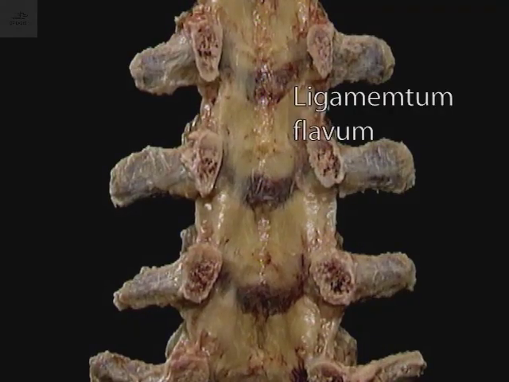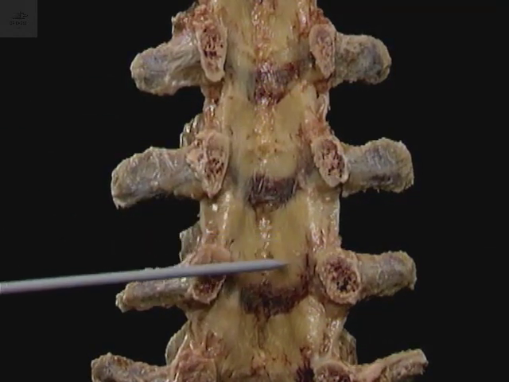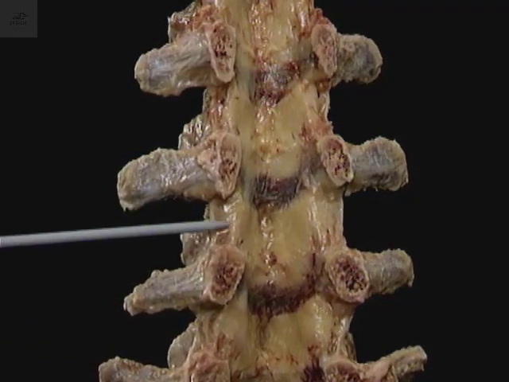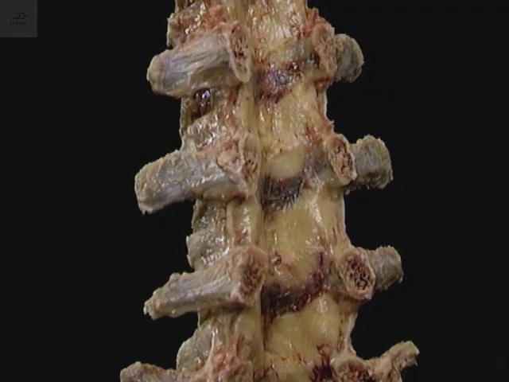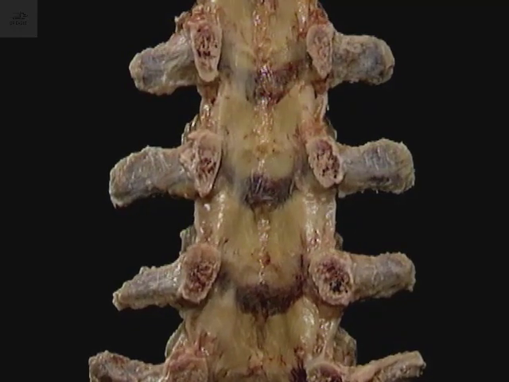Here's the ligamentum flavum. It goes from one lamina to the next, all the way down the spine. Here, where it's been cut through, we can see how thick it is. The ligamentum flavum is made of yellowish fibroelastic tissue, hence its name, which means yellow ligament. Next we'll look at the two ligaments which hold the vertebral bodies together, the anterior and posterior longitudinal ligaments.